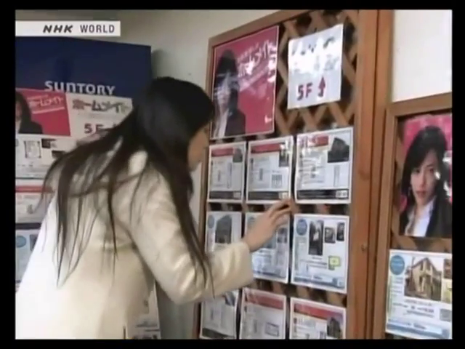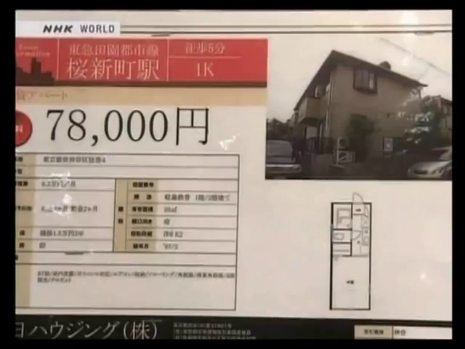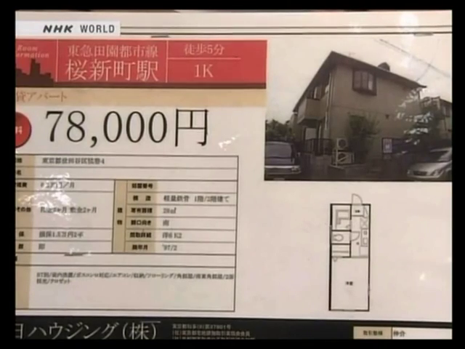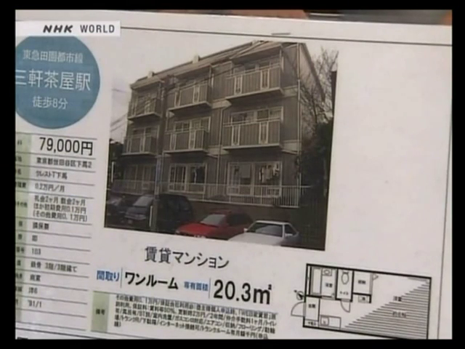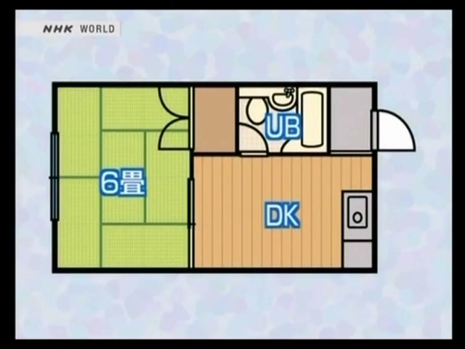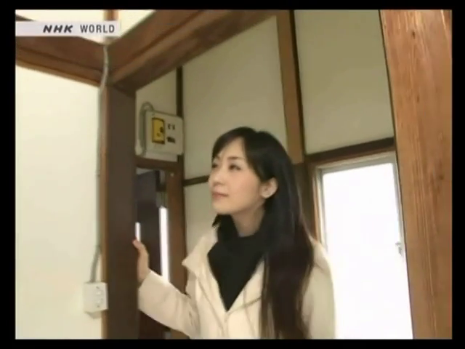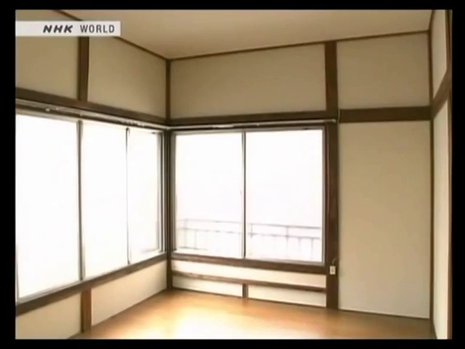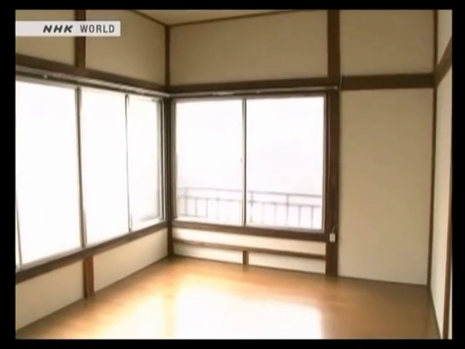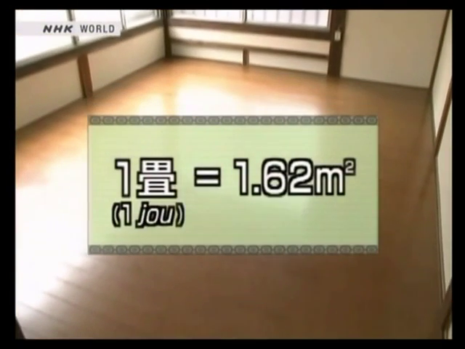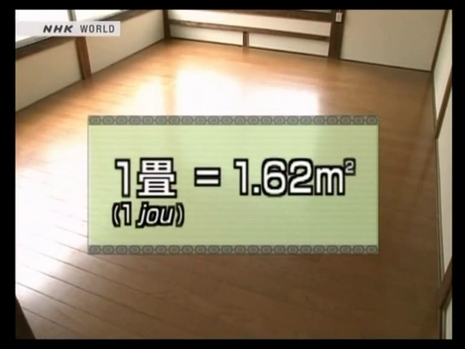And there are a lot of other important things you should know. Tell me! There's a distinctive way of interpreting the layout of a room in Japan. The size of the room is expressed in units called jō, based on the size of a traditional tatami mat. A tatami mat, one jō, is about 1.62 square meters.